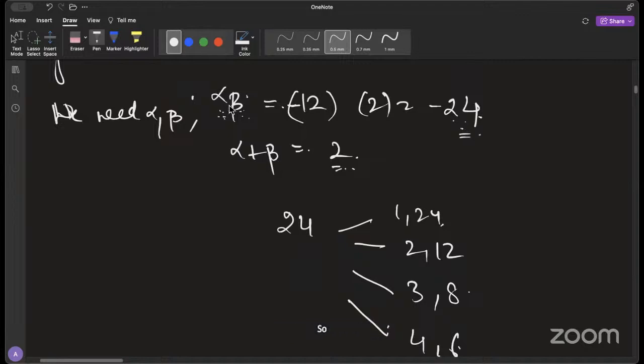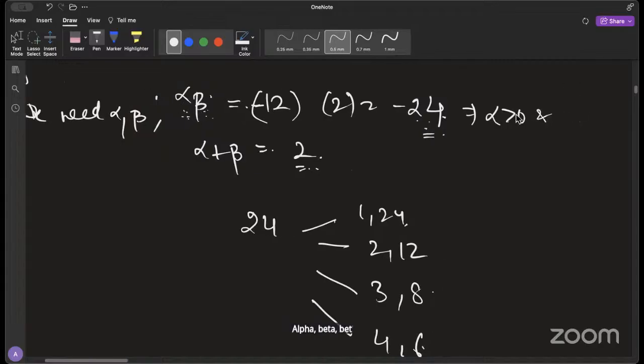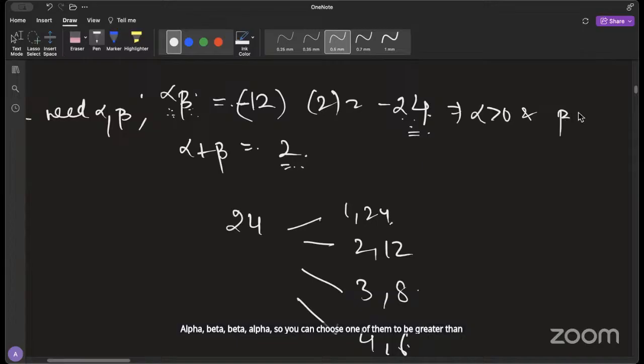So the sum, one of the numbers is negative. This implies, let's say alpha is greater than 0 because this is symmetric, right? It's alpha, beta, beta, alpha. So you can choose one of them to be greater than 0 and beta to be less than 0. And this says that the sum is equal to 2, which means that the bigger number is obviously positive and the smaller number has to be negative, right?